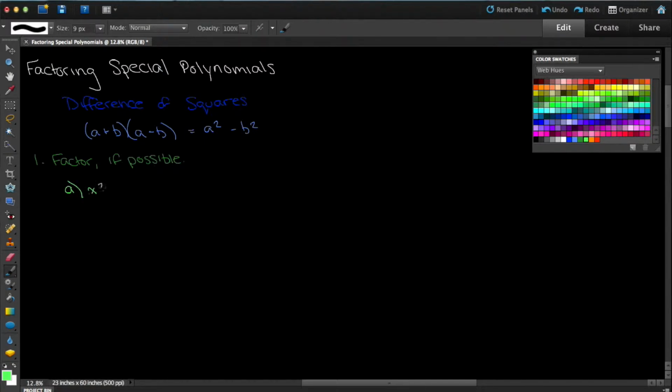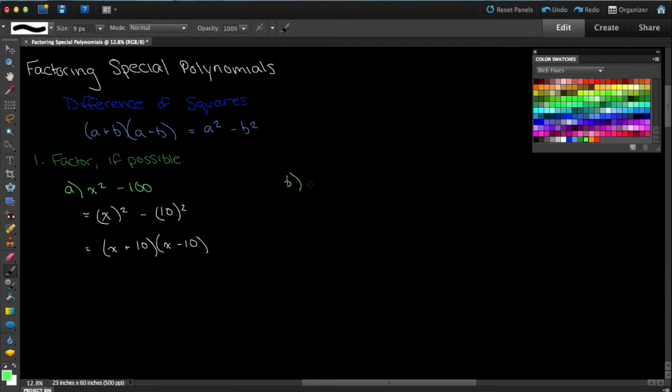A, x² - 100. Here we have x² as a² and 100 as b². To factor this, we first find the square root of x², which is x, and the square root of 100, which is 10. Then we sub them into the formula (a + b)(a - b) to get (x + 10)(x - 10).